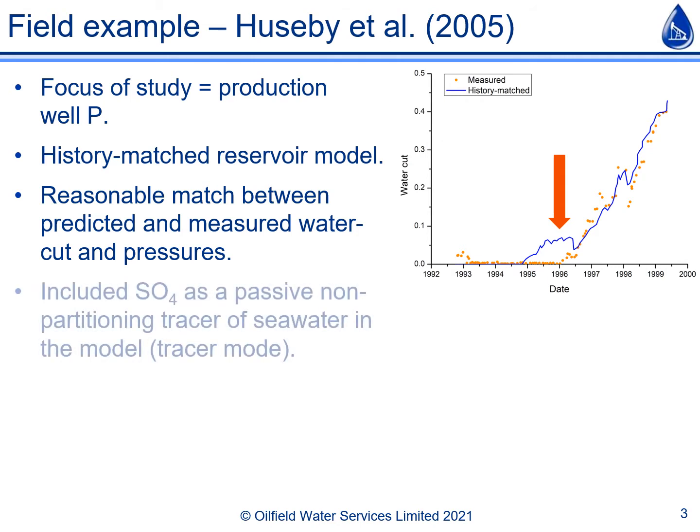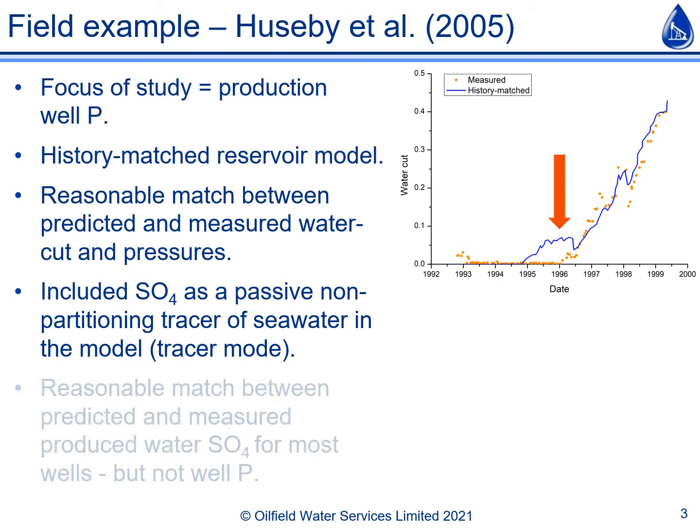They also ran the model in tracer mode using sulfate as a natural tracer of the injected seawater. Sulfate was chosen as the tracer because its concentration in seawater was very high at 2,800 mg per litre, and its concentration in the formation water was very low, being close to 0 mg per litre. So it was a sensitive natural tracer of seawater breakthrough in the production wells.